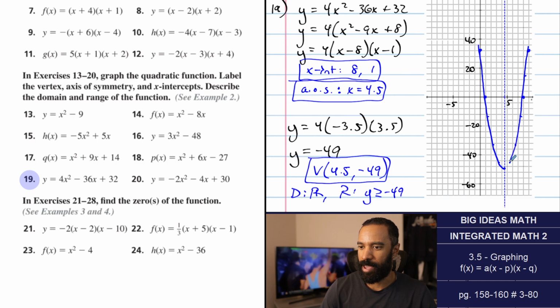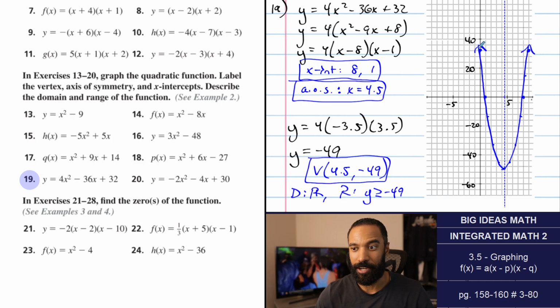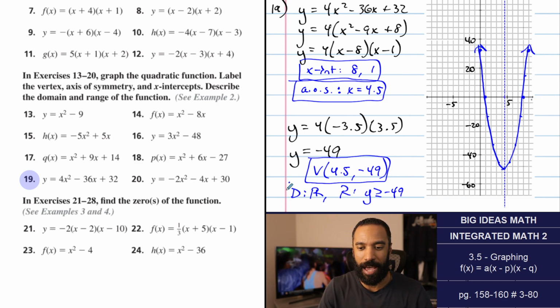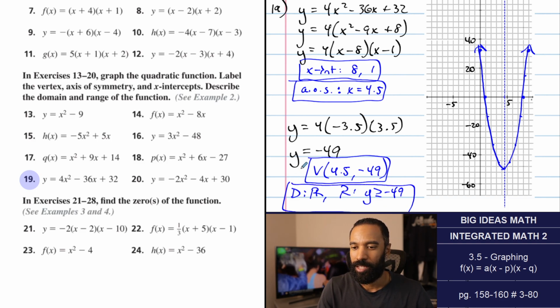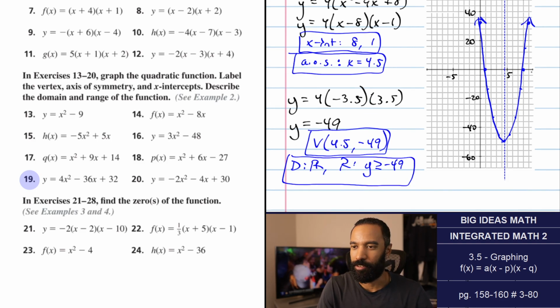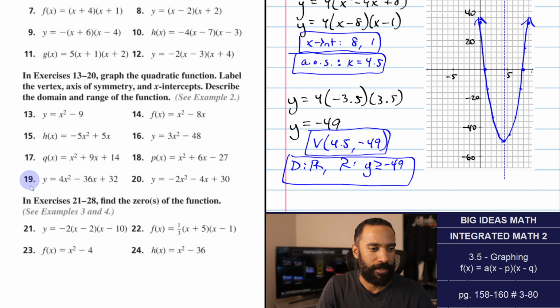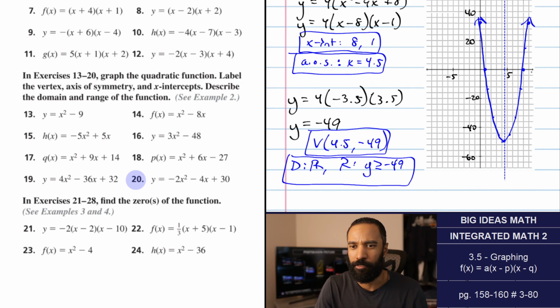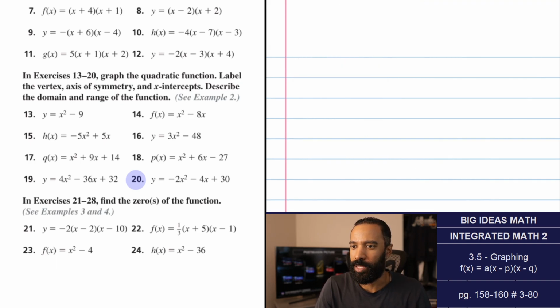I got my intercepts. I got my axis of symmetry. Got my vertex. And I said intercepts, not just the x ones, but the y ones as well. I got my domain. I got my range. I am set, folks. I am set. That is number 19. Yeah, about 4 minutes of problem there. Number 20.